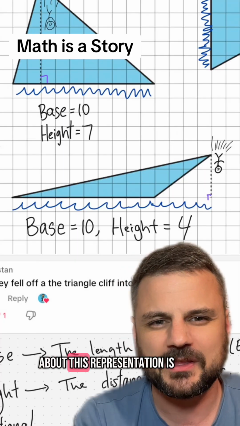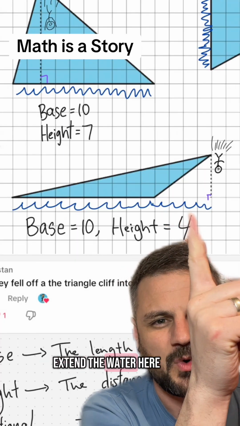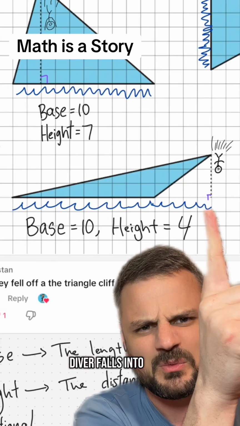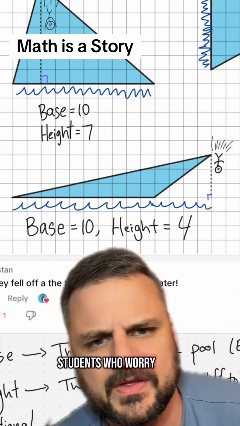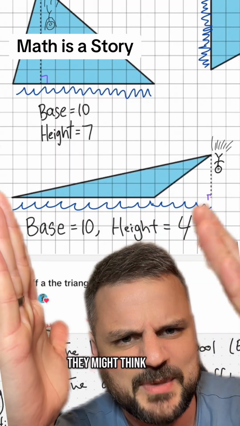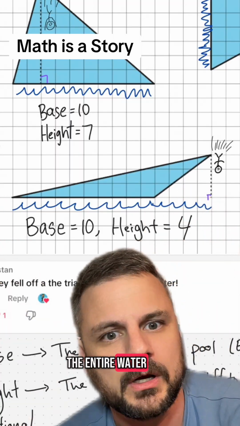My only question about this representation is we have to extend the water here to make sure that the cliff diver falls into the water, and I think that might confuse students who worry that the base here, they might not think it's 10, they might think the base of that triangle is the entire water. Let's check out the next one.